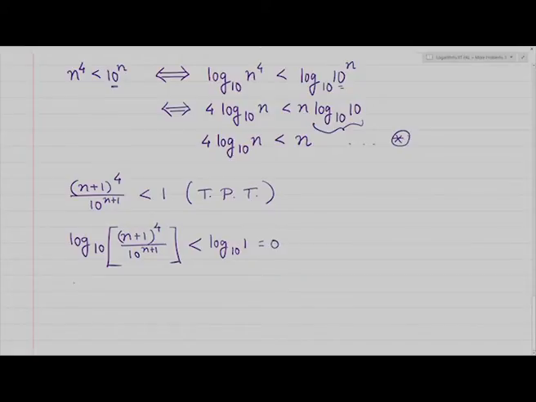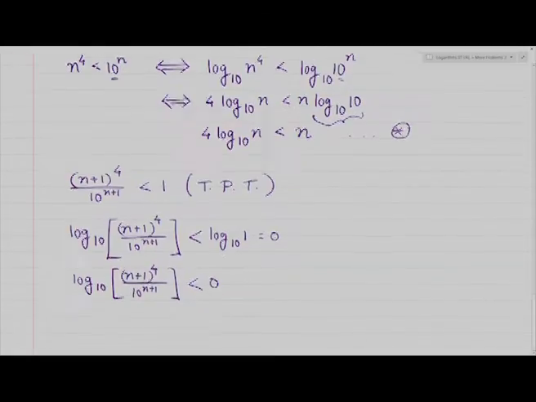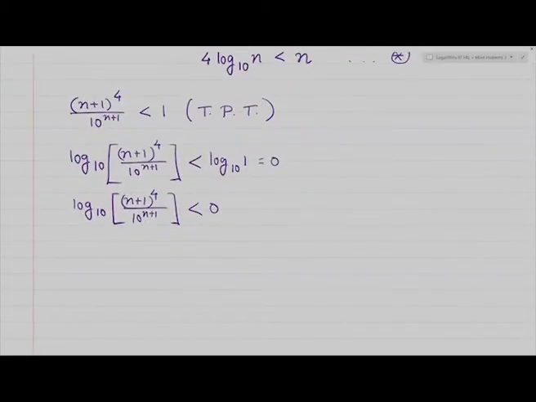So this is equivalent to saying log to the base 10 of (n plus 1) raised to 4 upon 10 raised to n plus 1 is less than 0. So I am essentially modifying what is to be proved. Okay. So let us now take the left hand side and try to prove that this quantity is less than 0.